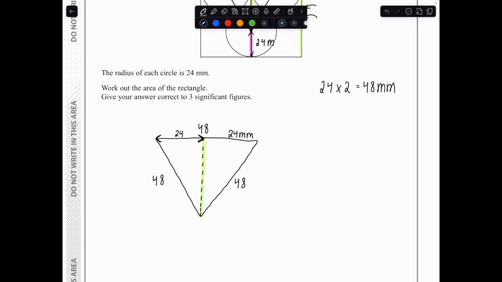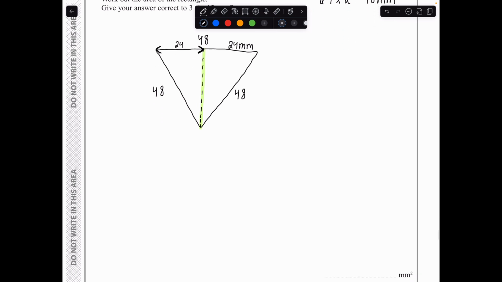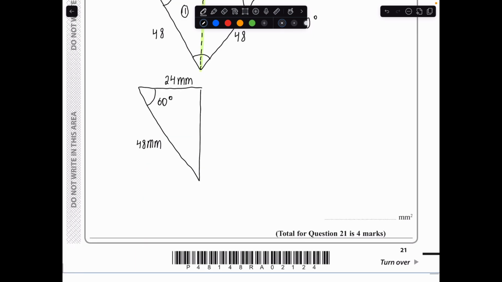Now in this case, if we think about the left-hand side triangle on its own, we'll call it triangle number 1. Let's redraw that. So we have half of that equilateral triangle, but here we know what one of the lengths is. It is 24 millimeters. We know what another side is, 48 millimeters. So here, to find out this unknown length, let's use trigonometry.